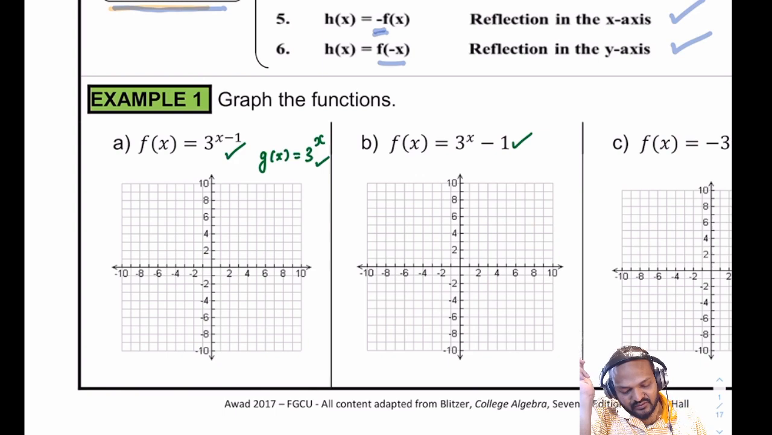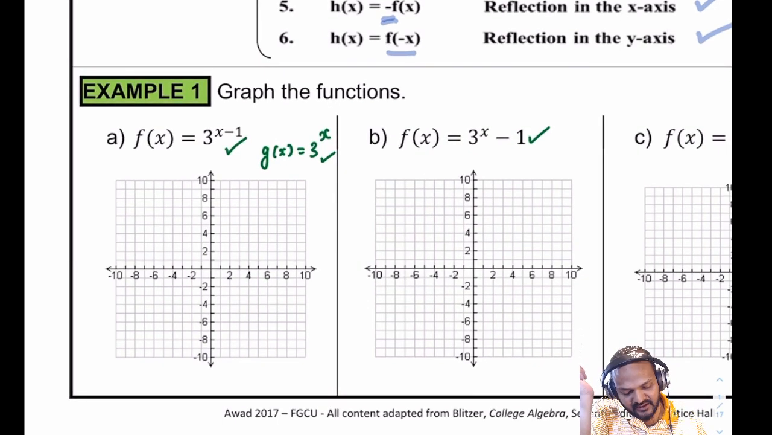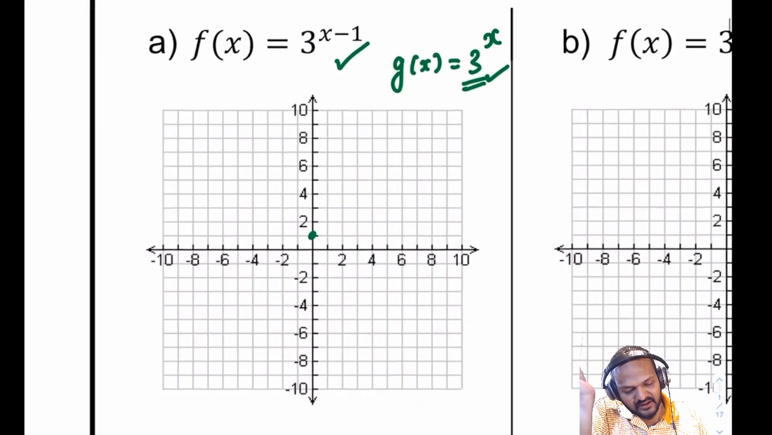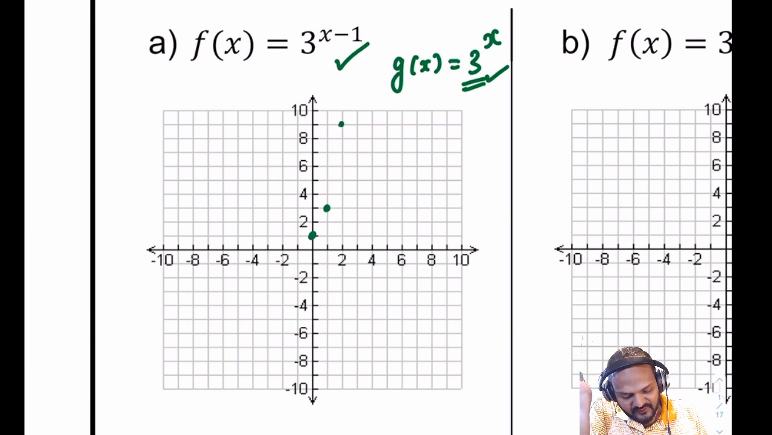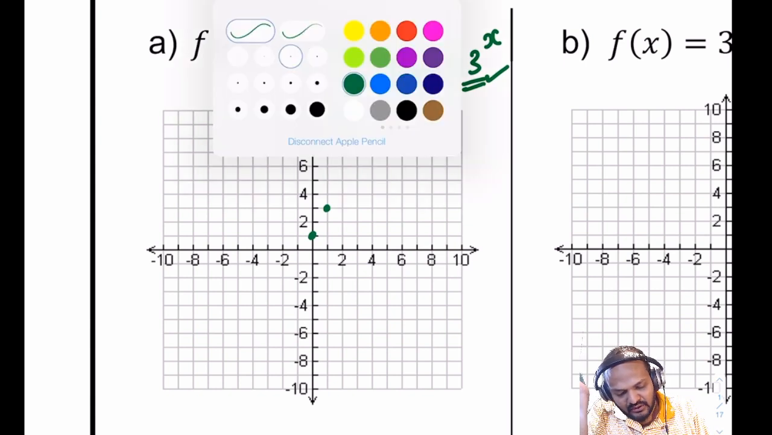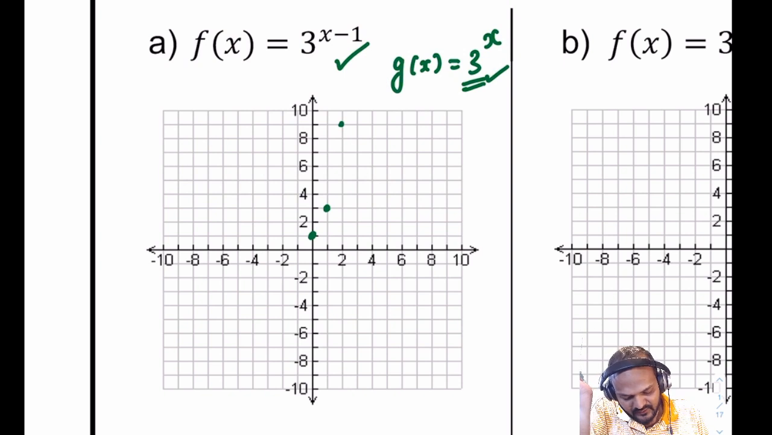When I plug in x equal to 0, remember this is an exponential graph, right? And this value is more than 1, so therefore it's going to be increasing. When I plug in x equal to 0, that is 3 to the 0, which is going to be 1 right here. And when I plug in x equals 1, you're going to have 3. When I plug in x equals 2, that's 9, so it's going to be right here. So if I graph the function, it's going to look like this, right?